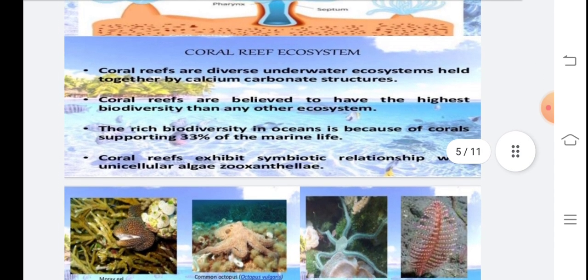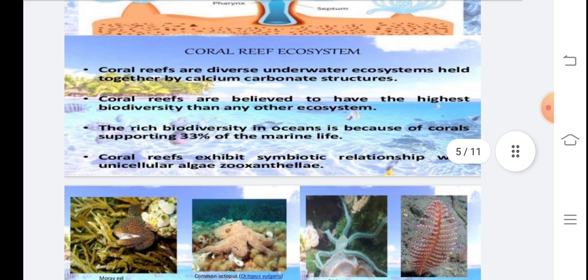Coral reefs are diverse underwater ecosystems. They are held together by calcium carbonate structures. They are covered by the calcium carbonate.